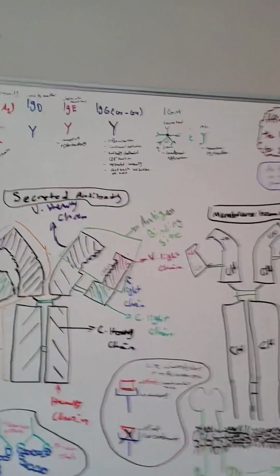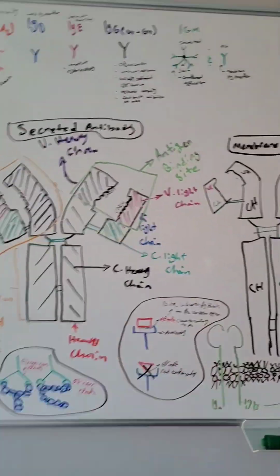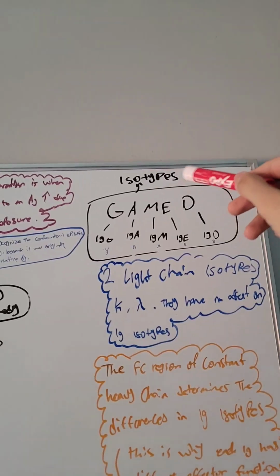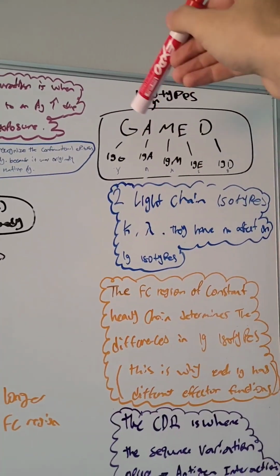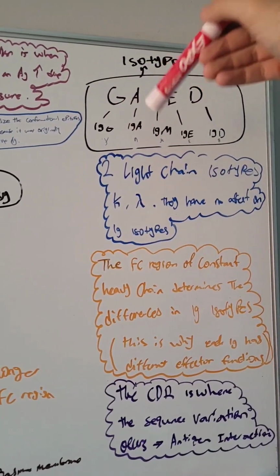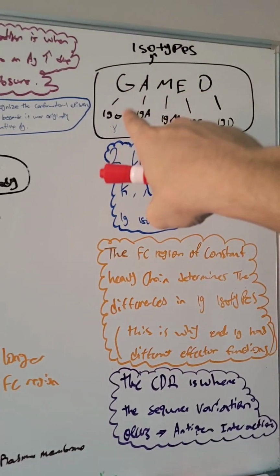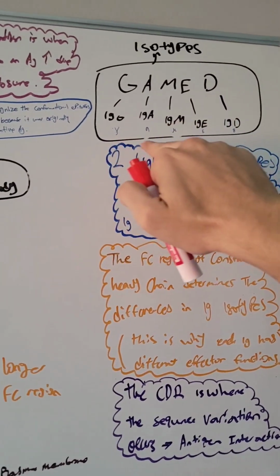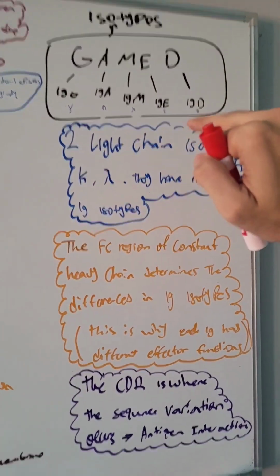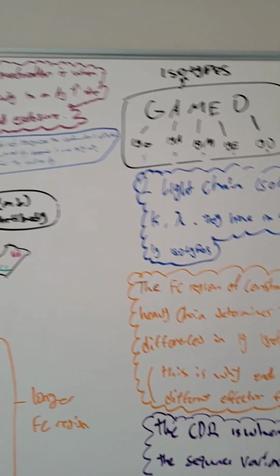Extremely quickly, let's go through and recap, okay? Antibodies, we have 5 different isotypes. The main way I like to remember it is GAMED: IgG, IgA, IgM, IgE, IgD, right? They have their corresponding Greek letters here, right? So we have gamma, alpha, mu, epsilon, and delta, okay?